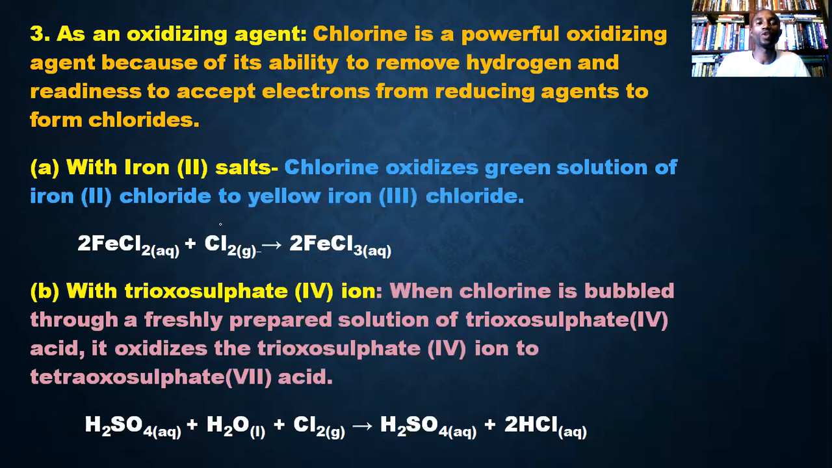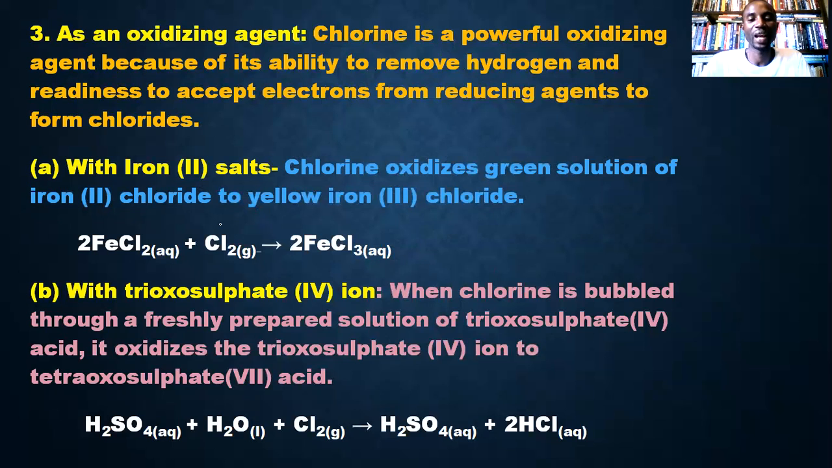All right, chlorine also acts as an oxidizing agent. Of course, it is a powerful oxidizing agent. When it reacts with iron(II) salts, iron(II) chloride, we can see that it oxidizes the solution. Chlorine oxidizes the green solution of iron(II) chloride to yellow iron(III) chloride. It oxidizes iron(II) to iron(III), and it also reacts with thiosulfate(IV).